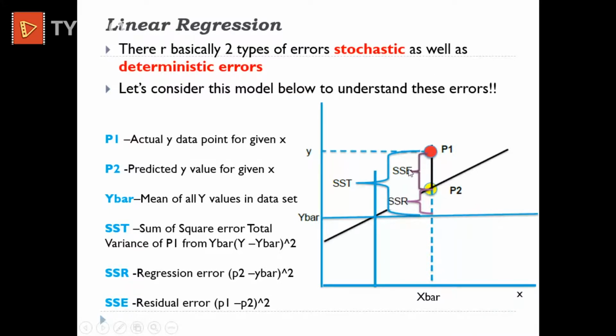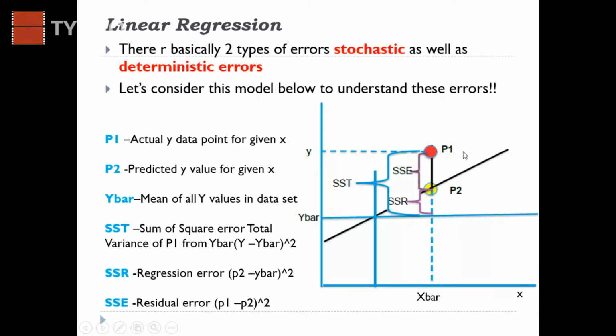Regression error is basically the difference between the predicted value and the mean of y values, whereas stochastic or residual error is the difference between the actual y value and the predicted y value for a given data point x. And sum of squared total errors is nothing but the sum of both the regression as well as residual error values.